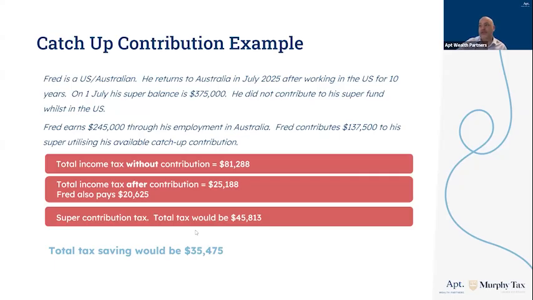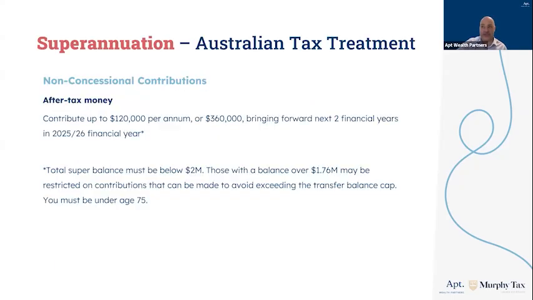But there's some things to watch out for from a US Australian perspective that we'll talk about in a moment. You can also contribute after tax money. So you can put $120,000 a year into your super, or 360,000 by bringing forward the next 2 financial years. So you don't get an immediate income tax benefit on making that contribution, but you get your money into the low tax environment of superannuation, which we talked about is a maximum of 15% typically.